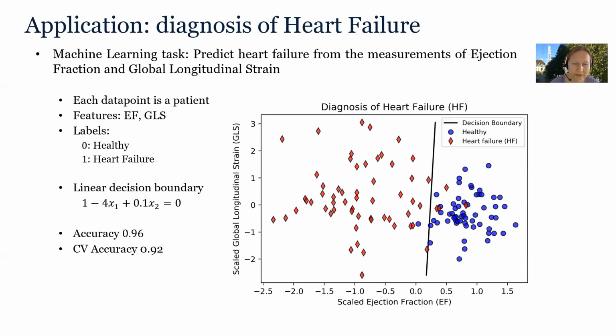We have already seen that we can fit a linear classifier to this problem, which results in a linear decision boundary with this kind of equation. This is the boundary. And we achieve accuracy 0.96 on the whole set and 0.92 with cross-validation, which is quite good.